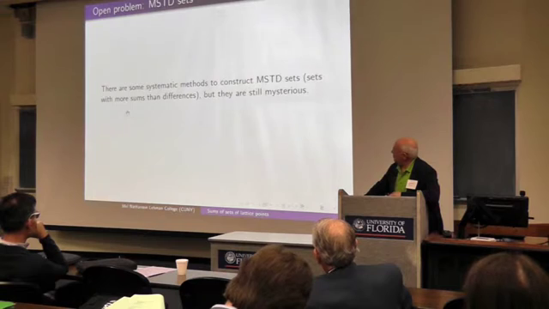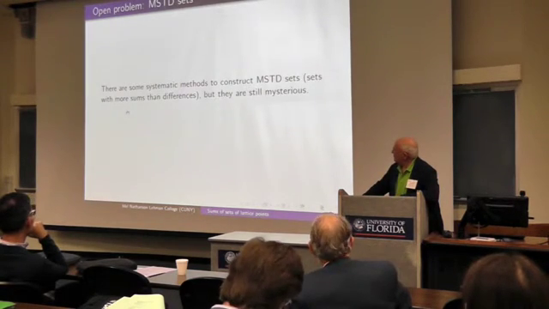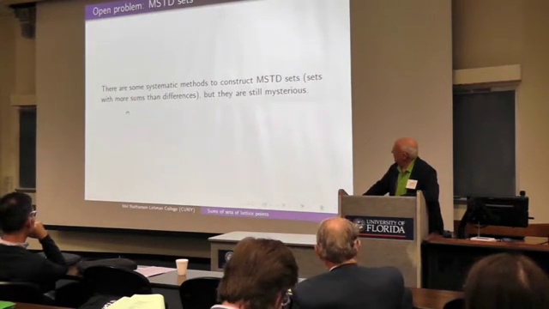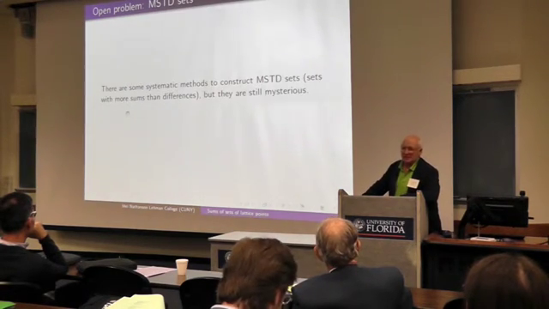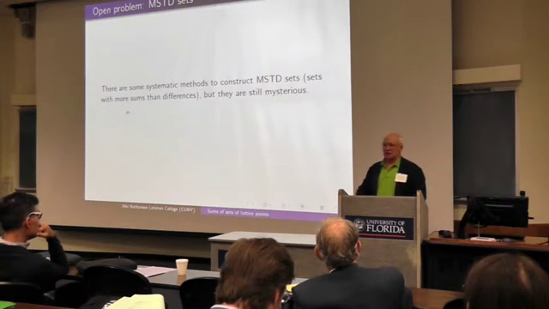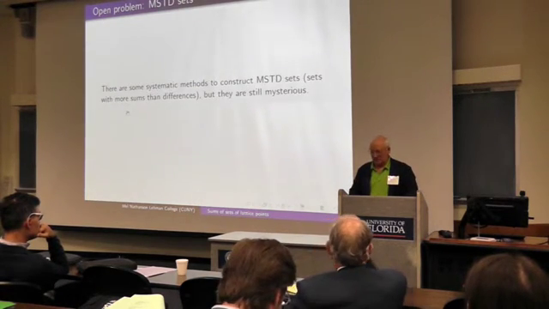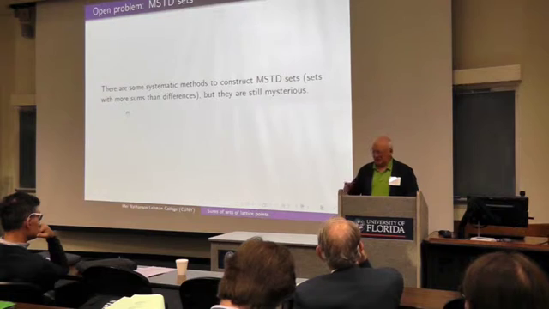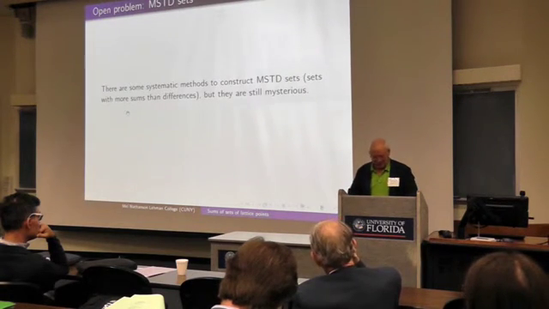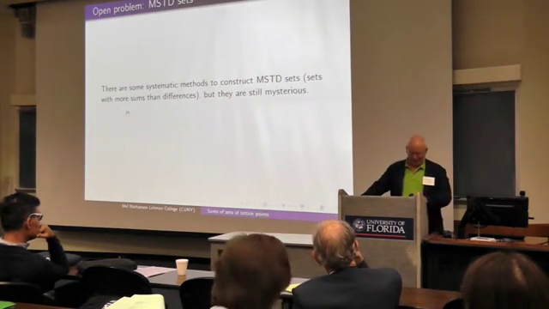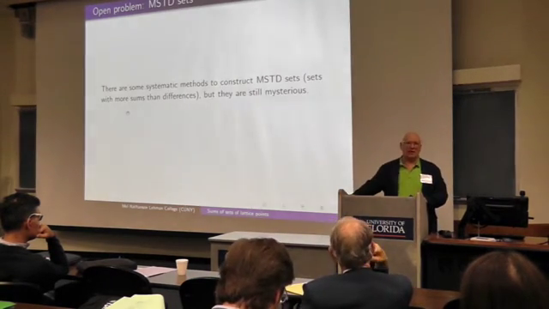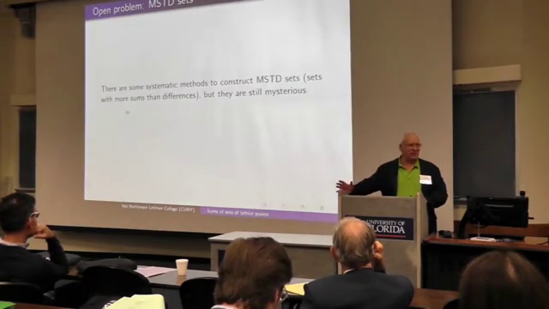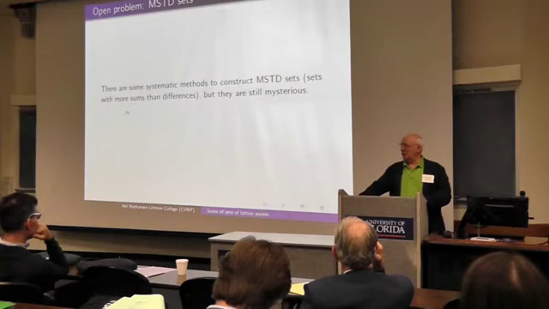One or two other problems. I gave an example at the very beginning of sets with more sums than differences, and they're really rather mysterious. There are some systematic constructions. There was a big additive combinatorics meeting in Montreal a few years ago, and I said something like: the probability that a random set is a more-sums-than-differences set, they're really rare.